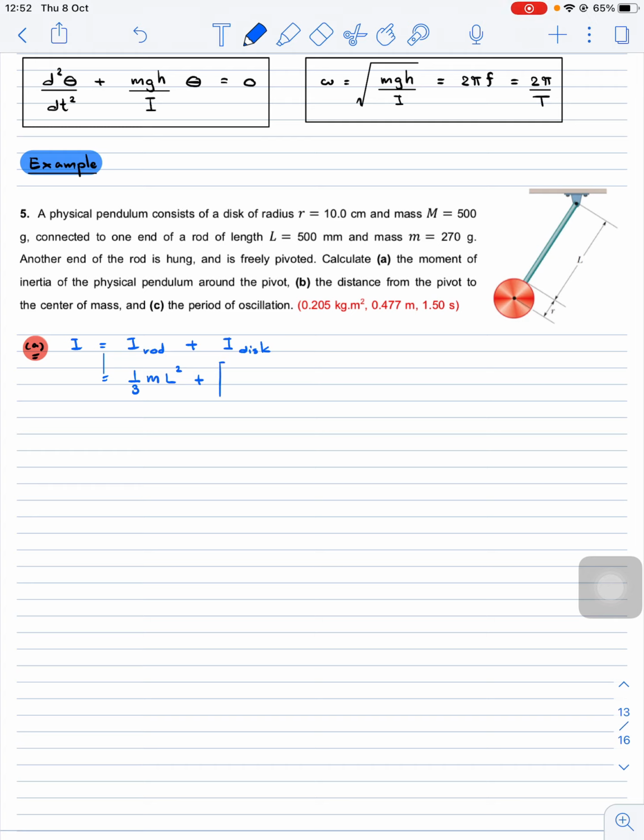So it says that the moment of inertia at this position is equal to the moment of inertia about the center of mass, in this case 1/2 times capital M times the radius squared. This is the moment of inertia of the disc. And then plus, now we need to shift from the center of mass to this pivot. So just plus capital M times the distance between these two positions, which is equal to L plus r. So we have capital L plus small r, squared, and that's it.